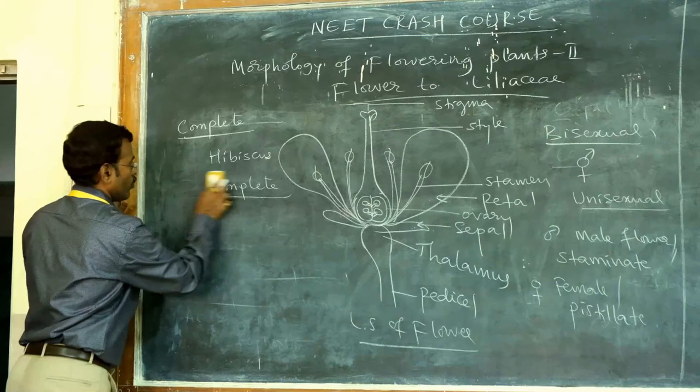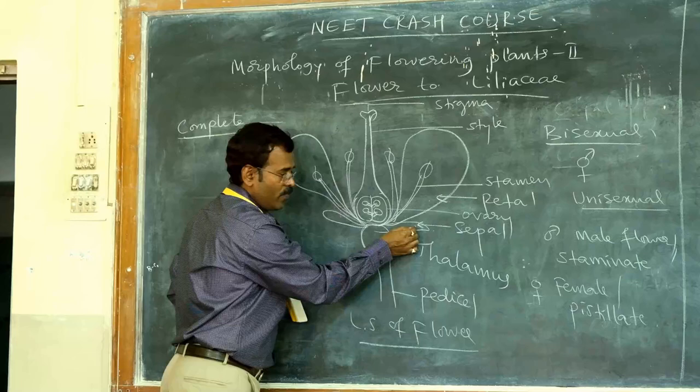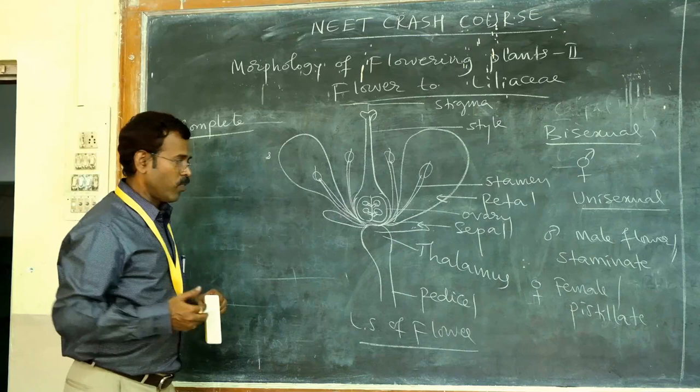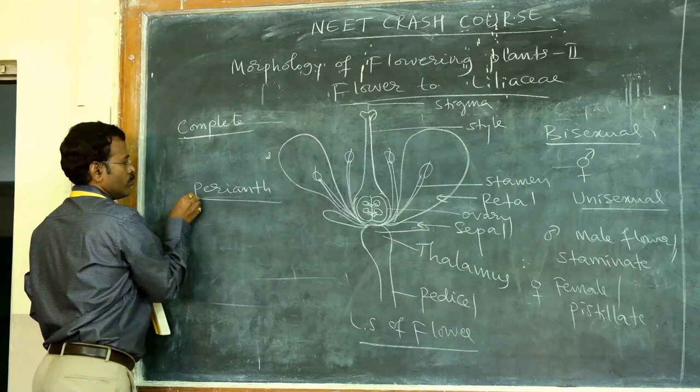A flower in which we cannot distinguish or differentiate calyx and corolla, where there is no differentiation between sepal and petal, is commonly known as perianth. The members of the perianth are called tepals.